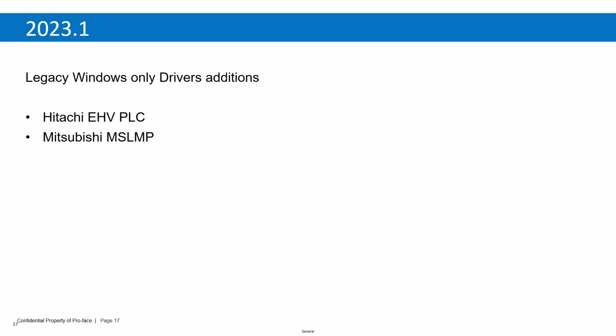Okay, so basically these are new drivers being added to Windows, and these are legacy. These are actually going to be considered legacy drivers because they were developed before we made the platform change. Ultimately these will be moved out of legacy and considered non-legacy, and installed without having to accept the terms, etc. Okay, but here's the first release of those legacy drivers for Hitachi PLCs and Mitsubishi MS LMP.